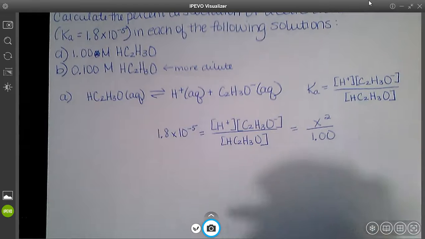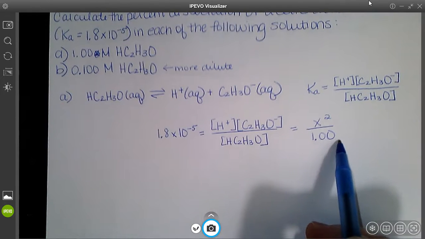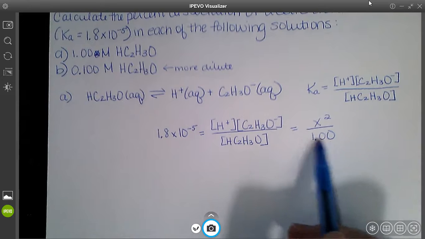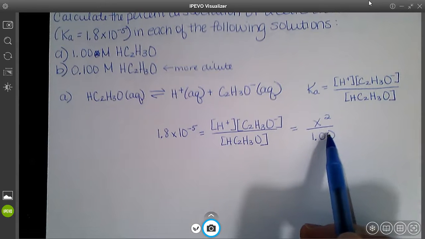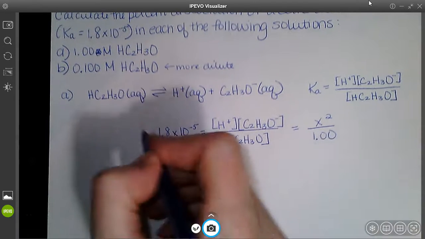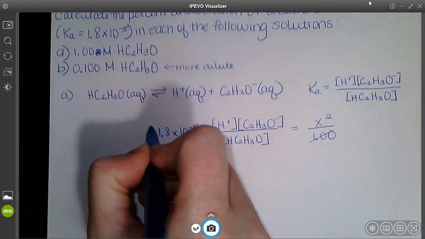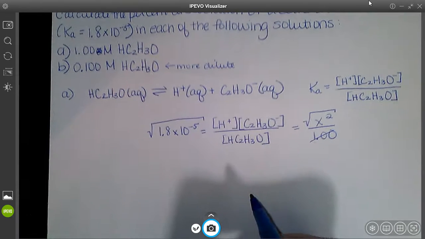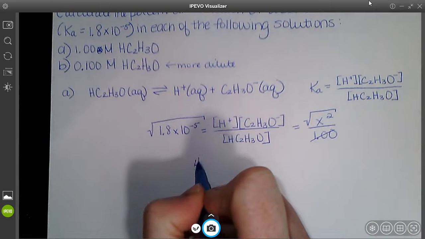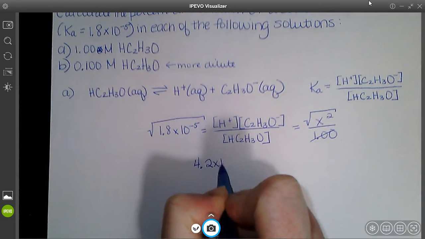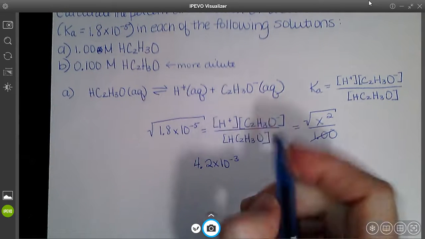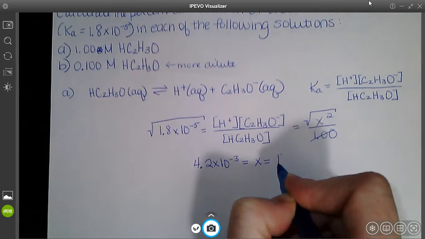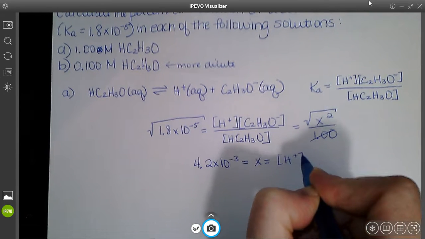It's approximate, right? Because this should be 1.00 minus X. But because X is so small, because it's a weak acid, we're going to ignore it down here because it makes your math a little simpler. So divided by 1 doesn't do anything. So I'm going to square root both sides. Woo, that was terrible English. I'm very sorry. So I've got 4.2 times 10 to the negative 3, when I do this in the calculator, equals X, which is equal to my hydrogen ion concentration.